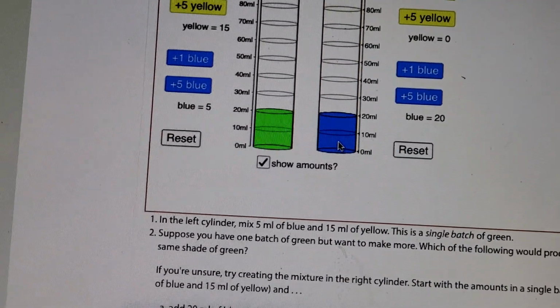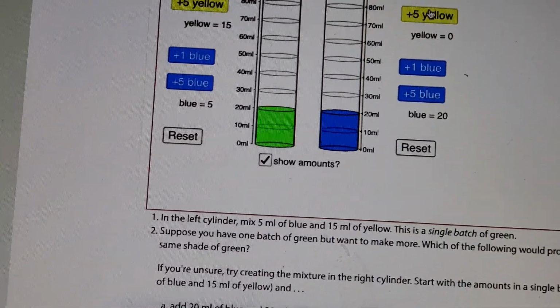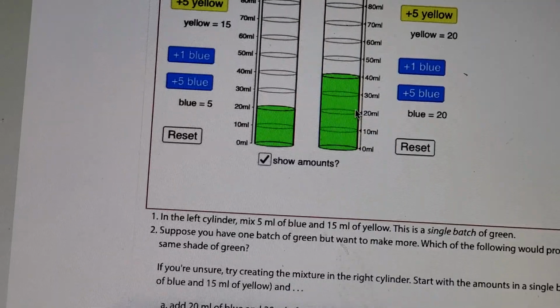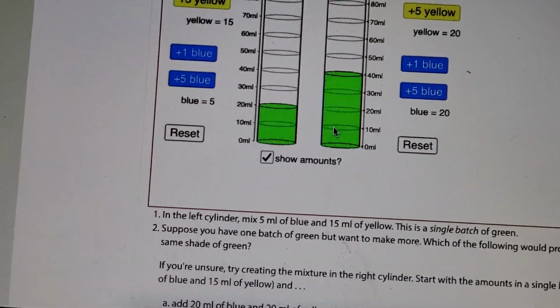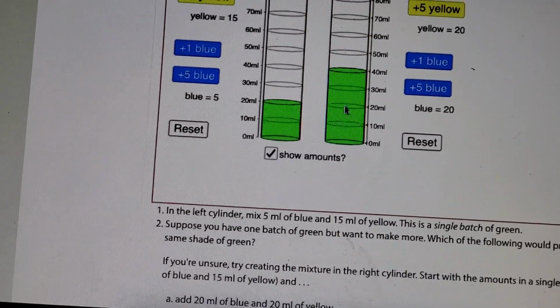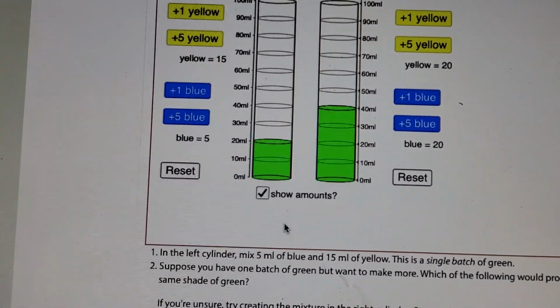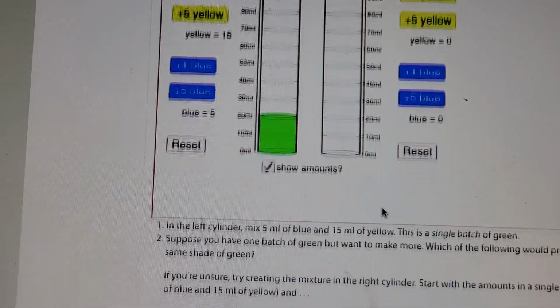Well, clearly it's very blue right now, and that doesn't match. So let's go 1, 2, 3, 4. Oh. Can you see these are not the same? This one is a little bit lighter than this one. It might be hard to tell on the camera. Okay, we'll reset this side.